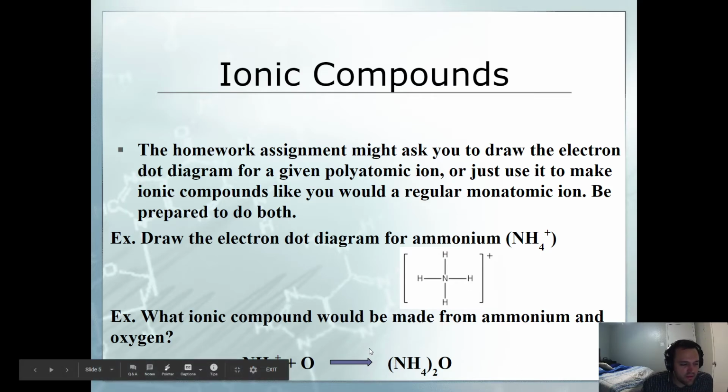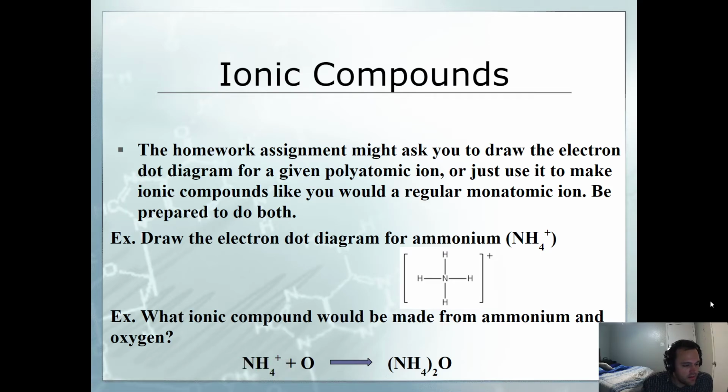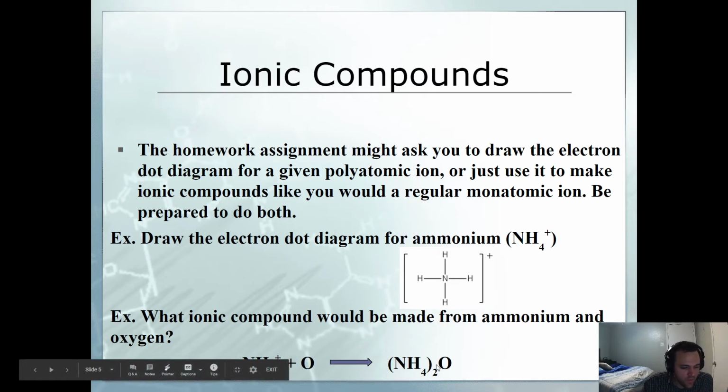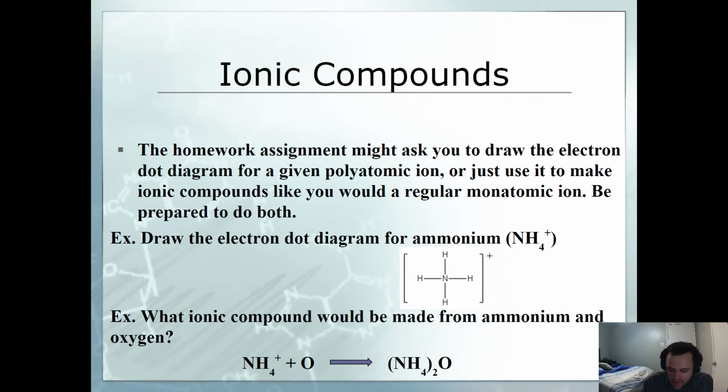The homework might also ask you to use those polyatomic ions to create ionic bonds like we were doing yesterday. So it might say if you've got ammonium, which is this NH4 plus, and oxygen, what would the overall ionic compound that it would form look like? So if ammonium has a positive 1 charge, and we know from the stuff we did yesterday that oxygen should have a negative 2 charge.